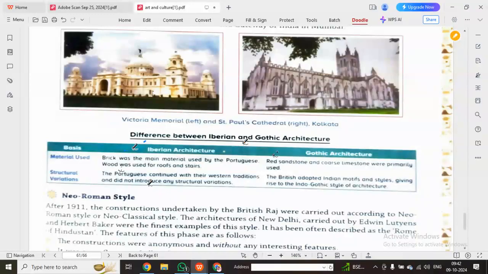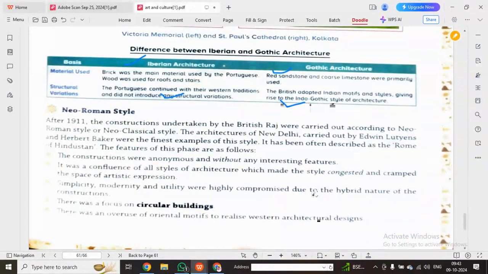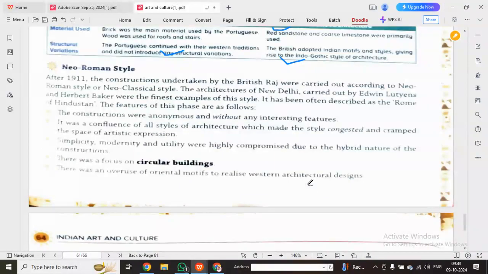One of the unique features of the Victorian style was the use of large windows, such as at a cruciform ground plan. Advanced structural engineering standard from Britain, स्टील आयरन गर्डर होती थी. विक्टोरियन मेमोरियल देखा जा सकता है कोलकाता का. इबेरियन वर्सेस गॉथिकल में आप देखेंगे तो मटेरियल का फर्क आएगा. ब्रिक यूज की जाती है इबेरियन में या रेड सैंडस्टोन. स्ट्रक्चरल वेरिएशन में पोर्तुगीज continued with the western tradition and did not introduce any structural variation. यहाँ नहीं आए, लेकिन यहाँ पे जो स्ट्रक्चरल वेरिएशन आए वो इंडो गॉथिक स्टाइल ऑफ आर्किटेक्चर से आए.